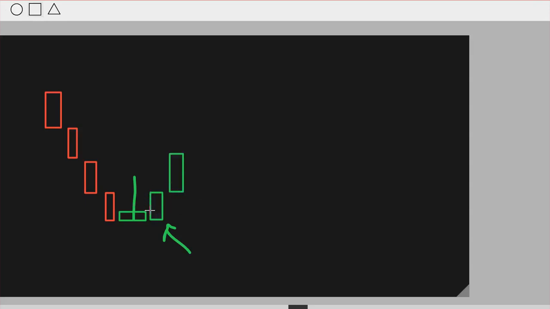Okay, so always wait for a confirmation candle. Do not trade based on just a single candlestick. Always look for a confirmation candle. That's what this video is all about. And I have also made a playlist on how you can read Japanese candlesticks. You can watch those videos as well to get a clear idea.